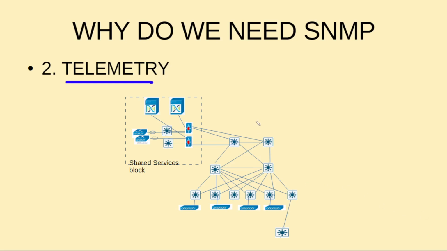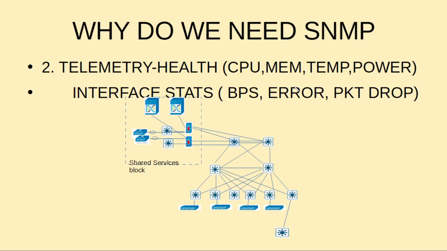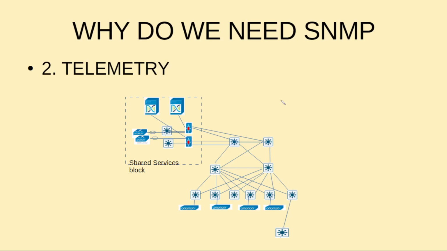SNMP is good at telemetry. Telemetry means gathering remote devices information. For instance, we can gather remote devices health information, such as how much CPU and memory the remote devices are using, at what temperature they are running at, how much power they are receiving. We can also receive interface statistics such as the throughput, error, and packet drop rate, among many other types of statistics.